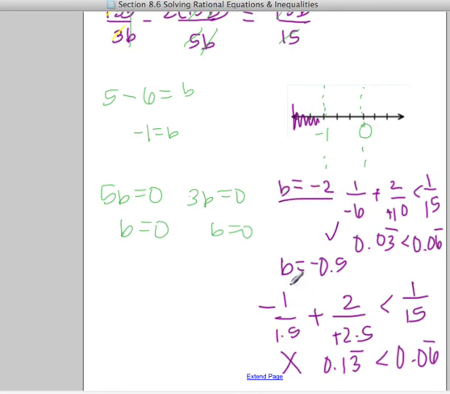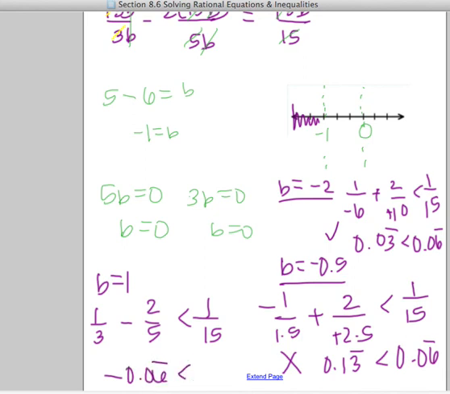So I've tried b equals negative 2, b equals negative 0.5, and now I'm going to try a number greater than 0. So I try b equal to 1. That's going to give me 1 over 3 minus 2 over 5, and I want to know if that's less than 1 over 15. Sorry, I keep writing plus when it's minus. So 1/3 minus 2/5 will give you negative 0.06 repeating, and is that less than 0.06 repeating? Well, a negative is less than, so yes, I would shade here.